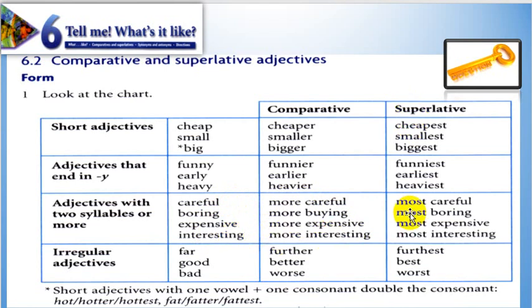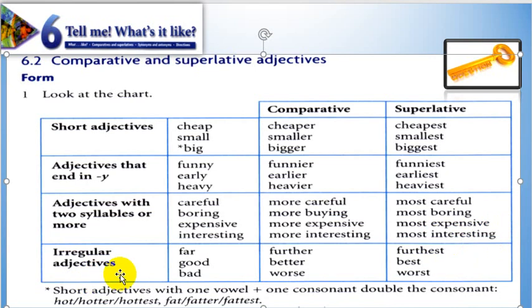And the superlative, we add most before the adjective. Careful, most careful, the most careful. We said on the last unit we add the article the to the superlative degree. The most careful. He is the most careful person in the world. Most boring, most expensive, most interesting.